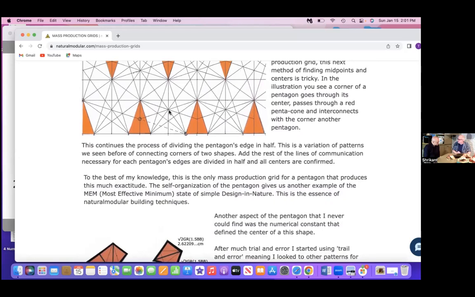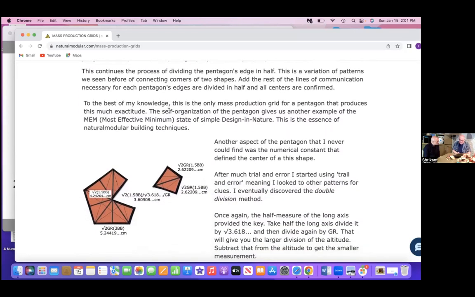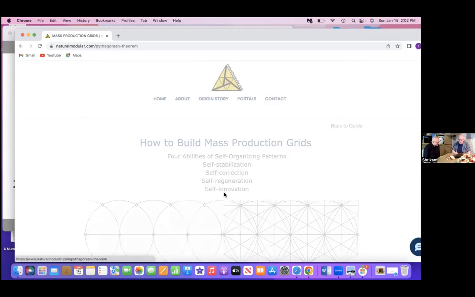do you find the center of a pentagon? And I tried and tried and tried, and eventually I came up with, you take half of the long axis again, divide it by the square root of 3.618, and then divide that by the golden ratio, and that will give you this number here, which is this edge here. And then you already know the altitude, so you subtract that.